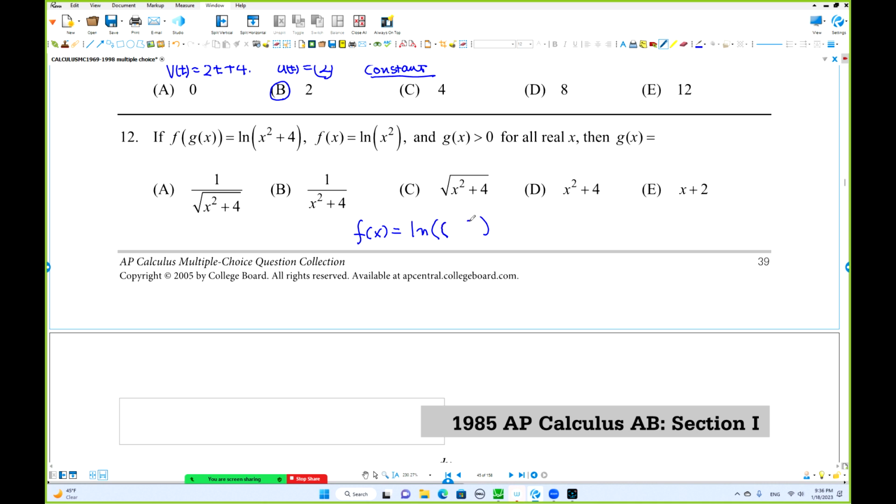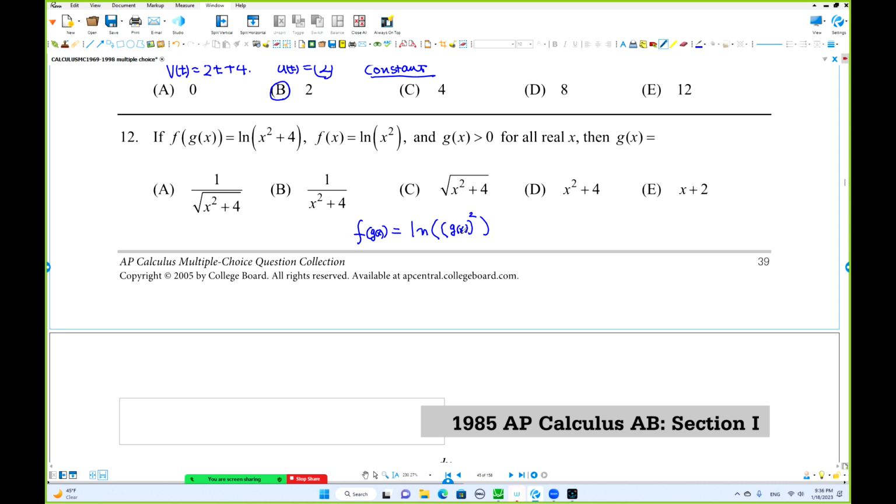Inside the square, if this is x, it is the input. Leave the blank where x is. Instead of x, we use g of x there. This is g of x there. Are you okay with this?